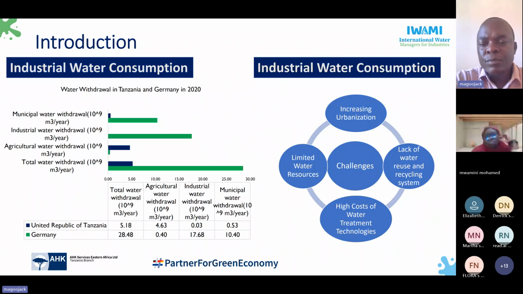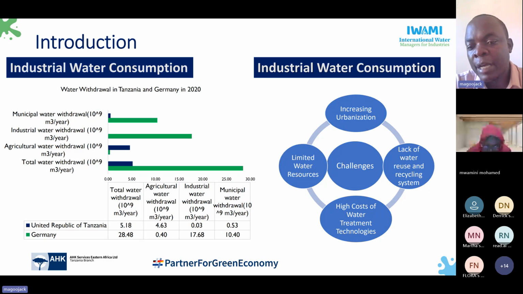But what are the challenges facing Tanzania? Why don't we have a high amount of withdrawn water put to use in industrial activities? There are various challenges. The first is that due to increasing urbanization, many people move to big cities, where water is directed to other uses and not to industrial work. The second is that we lack water reuse and recycling systems. As you can see, of the water put to use, only 5% can be recycled.